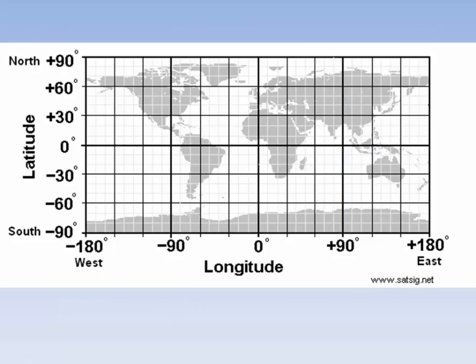All right, let's put into practice what we've learned. What is the point in latitude and longitude that the red arrow is pointing to? That would be 0 degrees latitude, 90 degrees west longitude. So this point is on the equator, 0 degrees latitude, and it's 90 degrees west of the prime meridian at 0. Let's do another one.